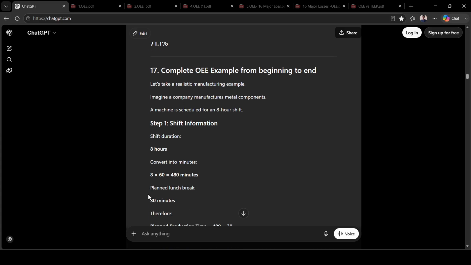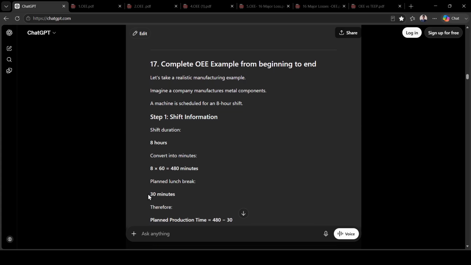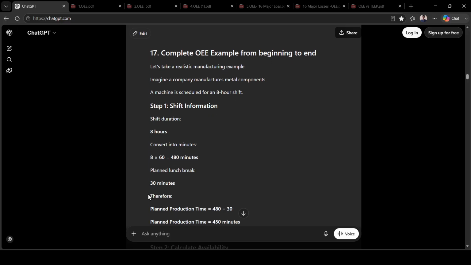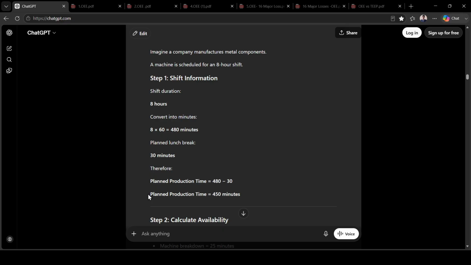Now a complete OEE example from beginning to end. Let's take a realistic manufacturing example. Imagine a company manufactures metal components. A machine is scheduled for 8 hours per shift. Step 1, shift information. Shift duration is 8 hours, converted into minutes, 8 times 60 is 480 minutes. Planned lunch break is 30 minutes. Therefore, planned production time is 480 minus 30, so 450 minutes.